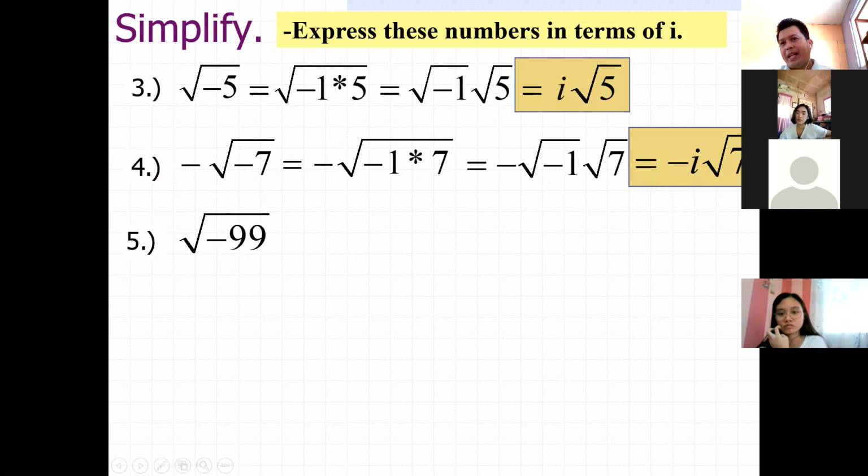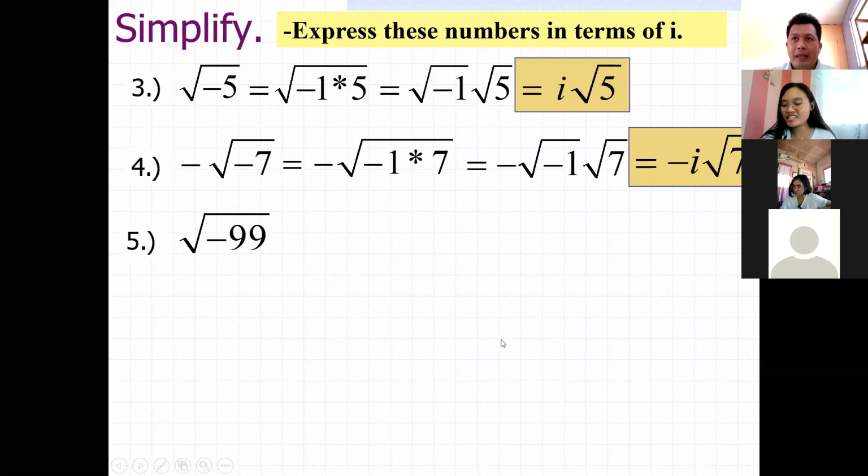Let's try number 5 to be answered by Catherine this time. What about number 5, Catherine? Try. Your answer is? I times the square root of 33. 33i.